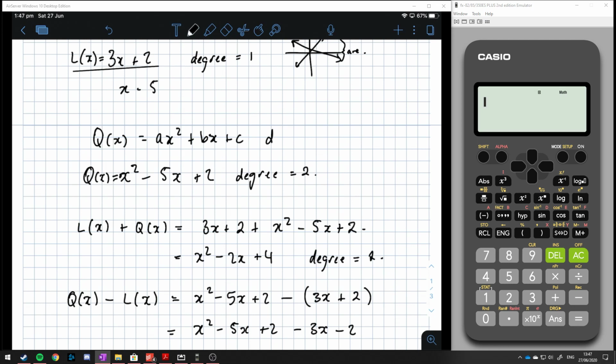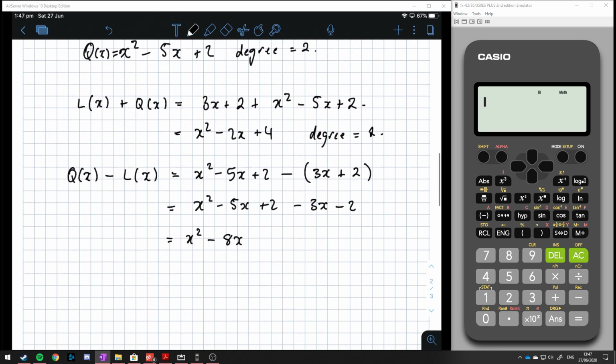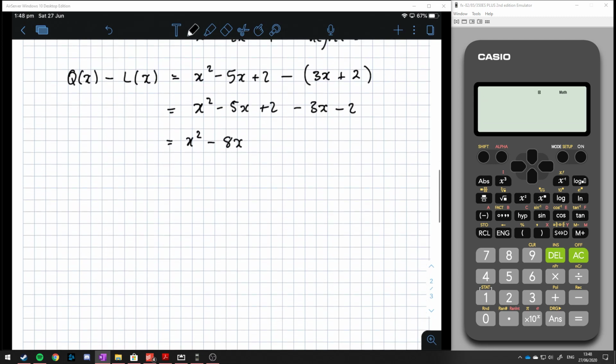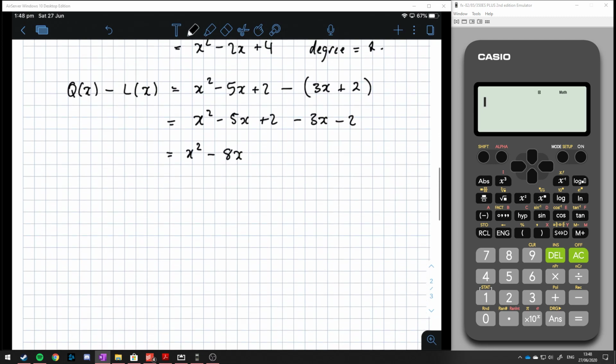If the degree is the same, then the degree of p of x minus q of x is going to be at least equal to, if not smaller than, what you began with. For example, if we were to subtract the two, there's a potential that we would have the x squared as our main term, but there's a potential that we would not either.